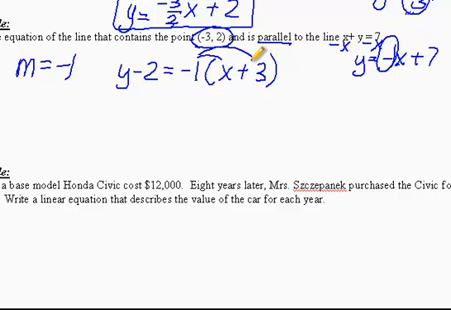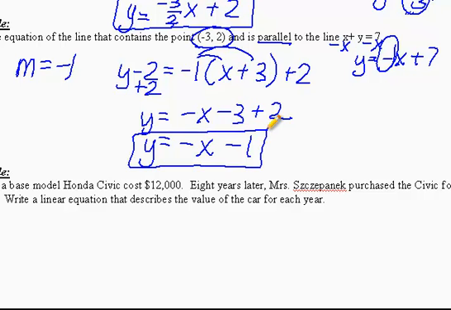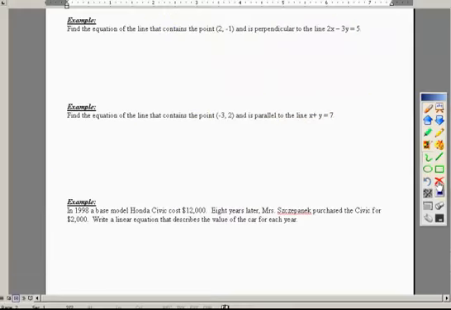I'm going to distribute and add 2 at the same time. y equals negative x minus 3 plus 2. So y equals negative x minus 1. And this will be parallel because both equations start with a negative x. And we will be doing more of these in class. I want to make sure that you understand before we get to class so that we can practice a few together. I have one story problem for you and then we will be done.